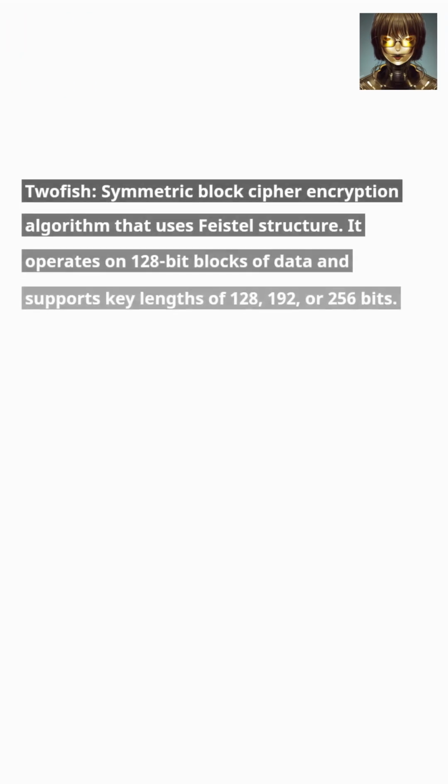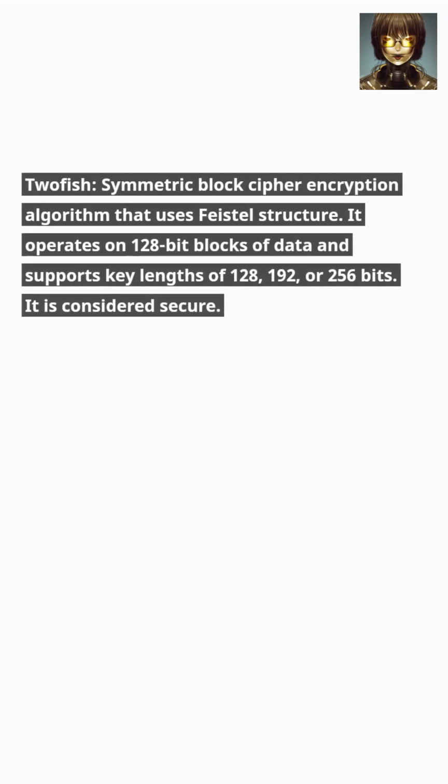Twofish, symmetric block cipher encryption algorithm that uses Feistel structure. It operates on 128-bit blocks of data and supports key lengths of 128, 192, or 256 bits. It is considered secure.